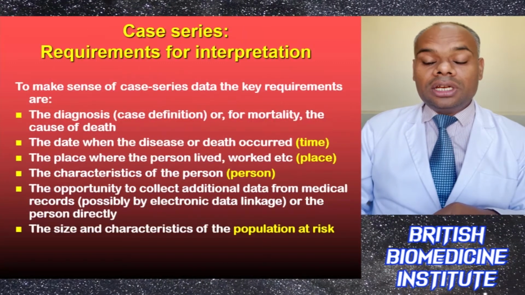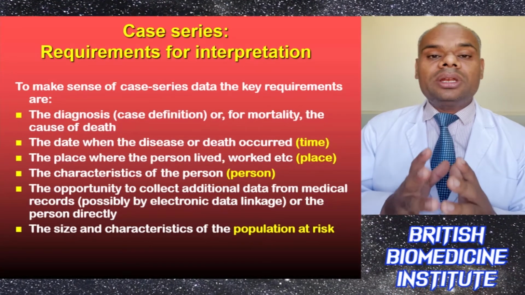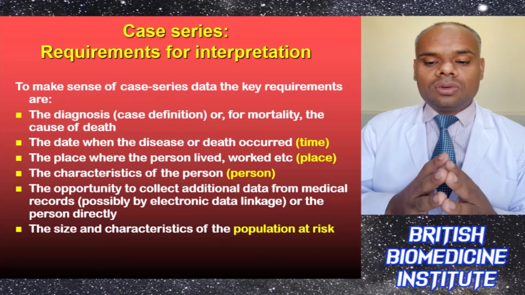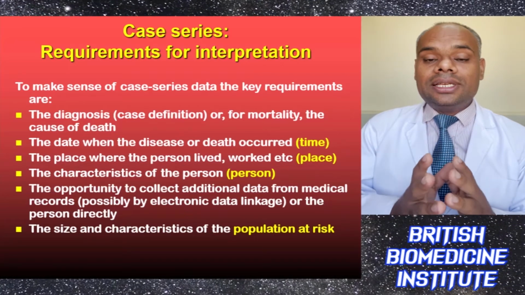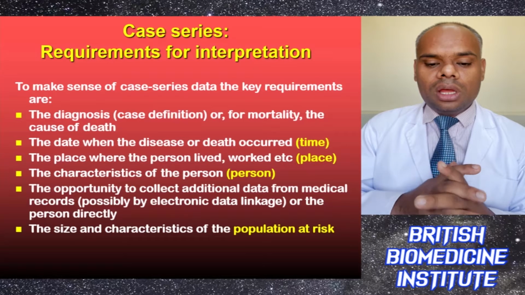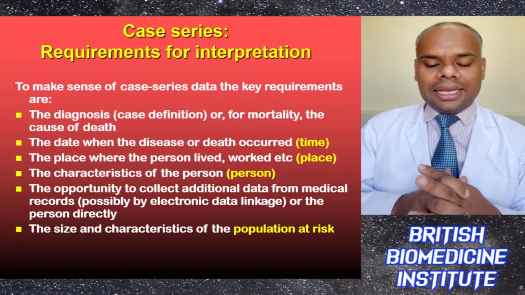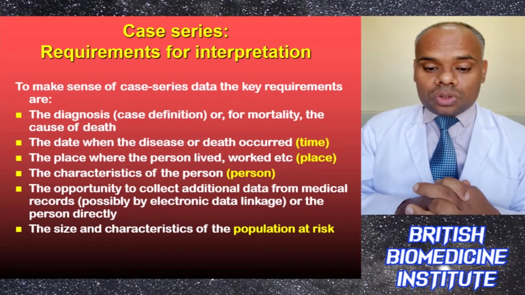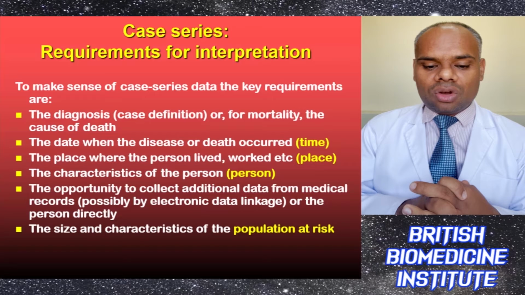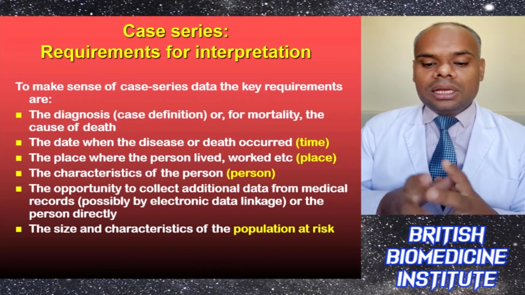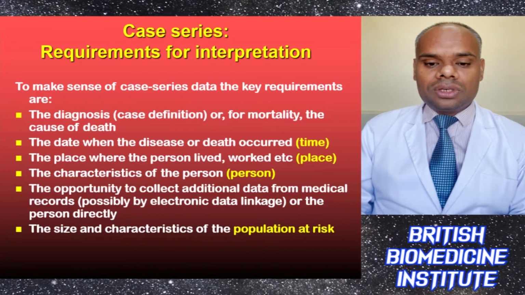Under the requirements of interpretation, to make sense of case series data, the key requirements are diagnosis or case definitions for mortality or cause of death. Second, the date when the disease or death occurred, the time period. Third, the place where the person lived or worked. Then the characteristics of the person, and the opportunity to collect additional data from medical records, possibly by electronic data linkage or from the person directly. The size and characteristics of the population who are at risk are also taken into account.